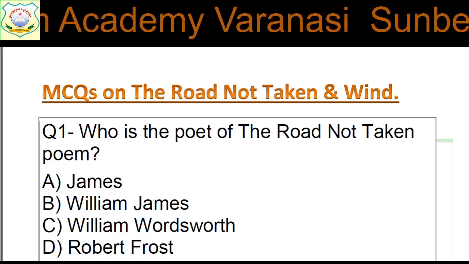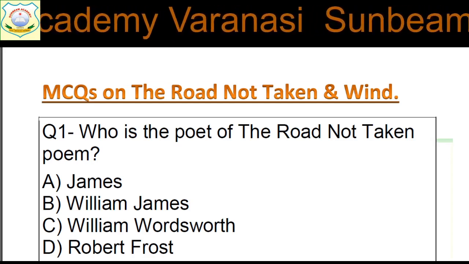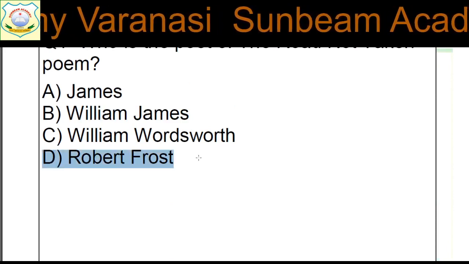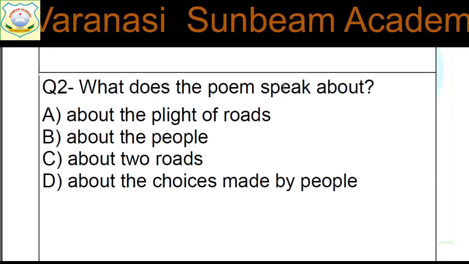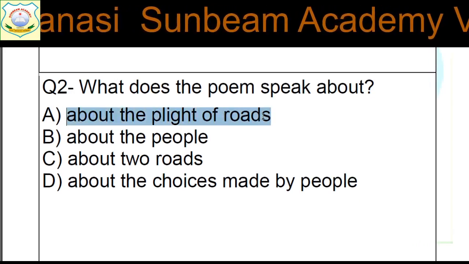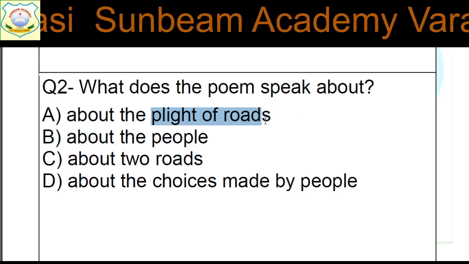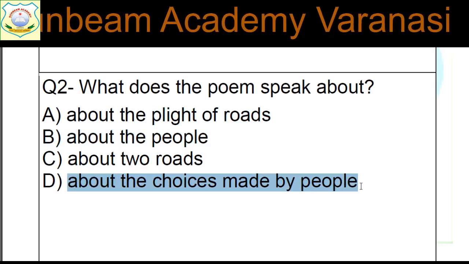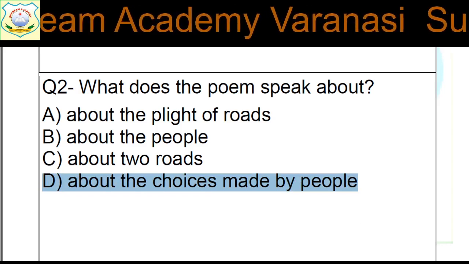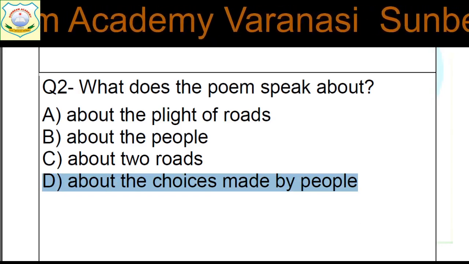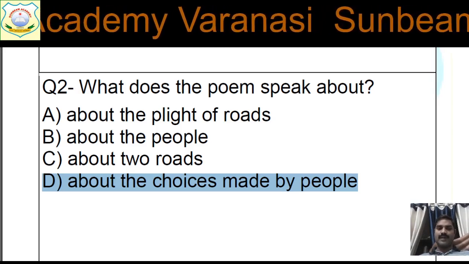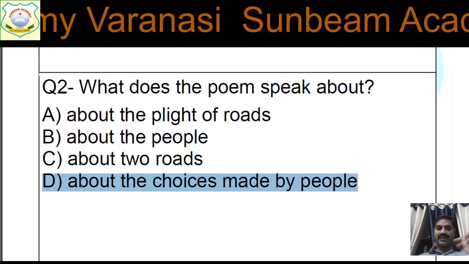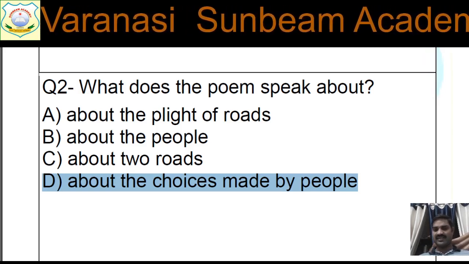Who is the poet of the poem The Road Not Taken? So the correct option is Robert Frost, this D. Next is, what does the poem speak about? About the plight of roads. Plight means pain. So pain of roads, one cannot speak about pain of roads. About the people, about the roads, about the choices made by people. So I think that this D option is correct. But children, as I was saying, you must check the option that I will give you in the answer key. Though I am telling you D option is correct from my mind, there may be some other options and you should check it. So far, D option, what I think from my discussion, is correct.